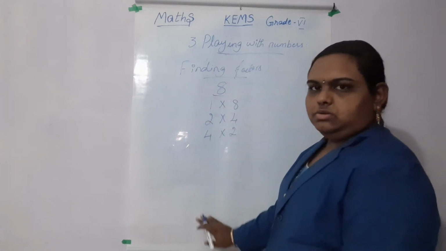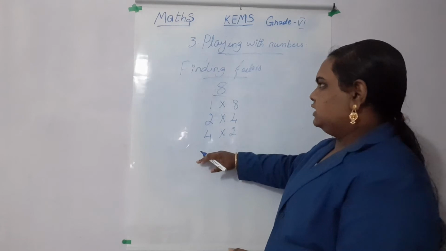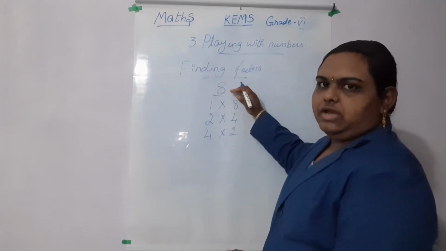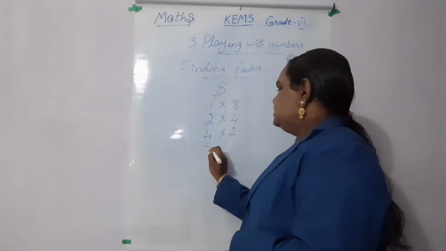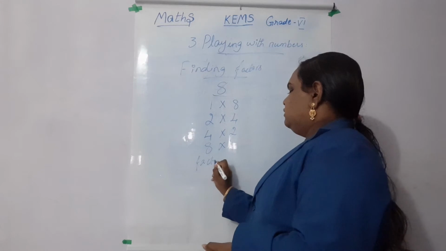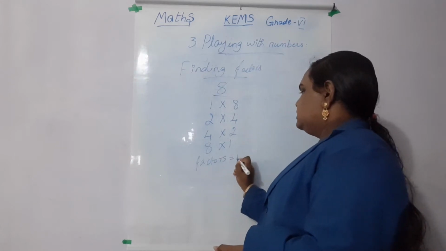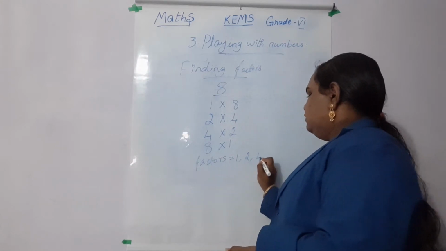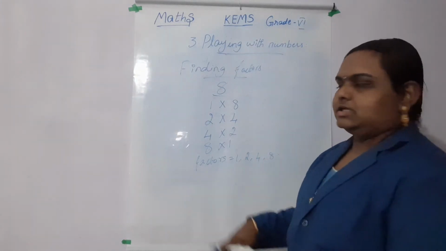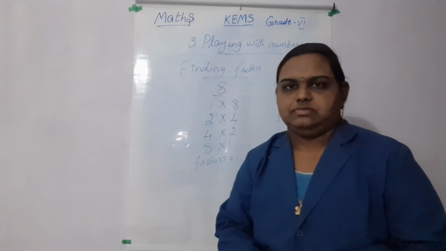There are no other middle values because the 5 table does not have 8, 6 does not have 8, 7 table does not have 8. So the next number is 8 into 1. So what are the factors? Factors are 1, 2, 4, 8. So these are the factors of the number 8.